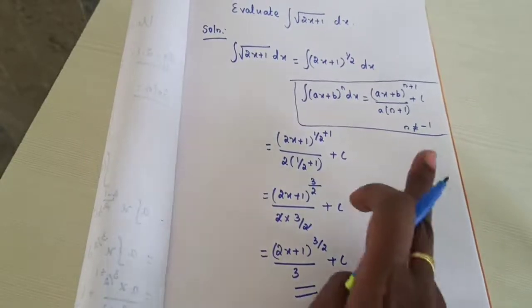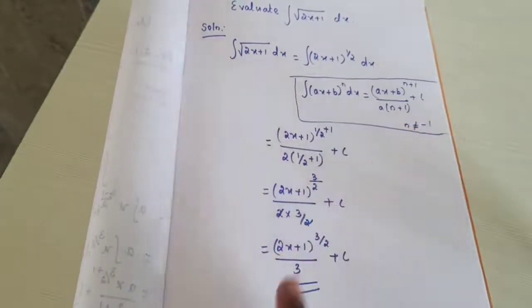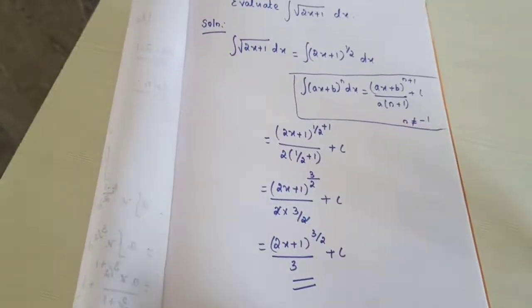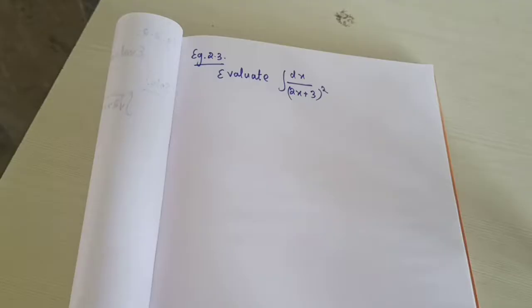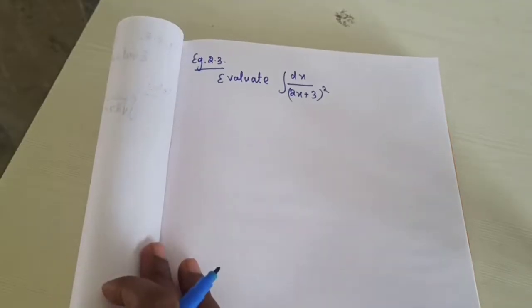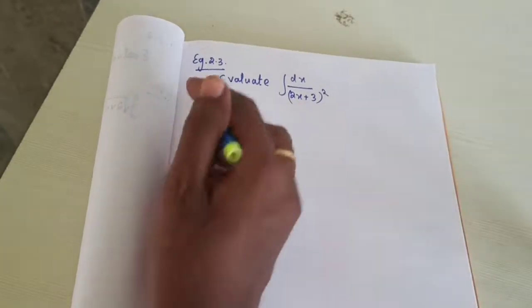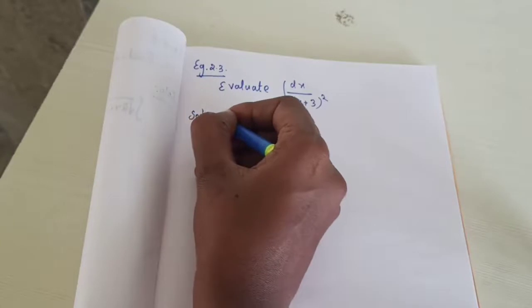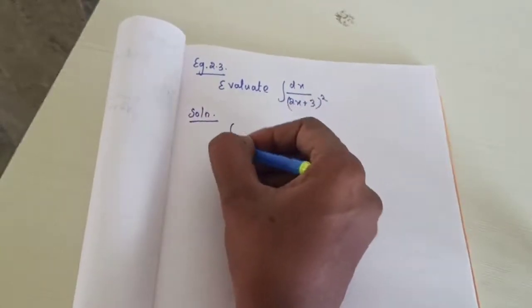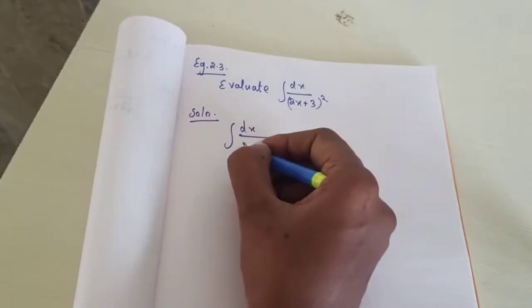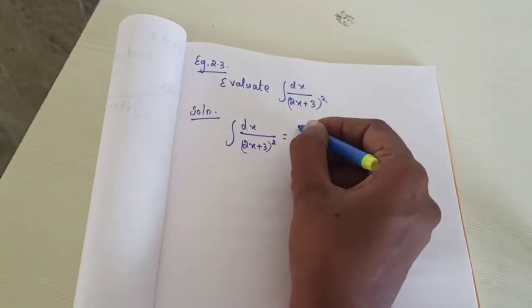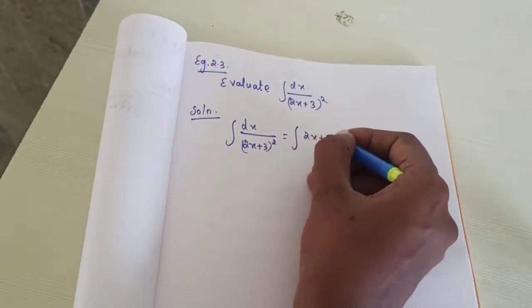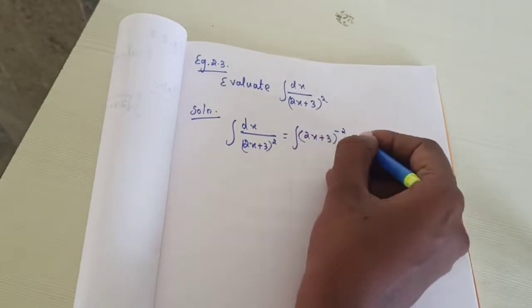Understand students? This one you go through, understand it, then we can do this very easily. Understand? So this is example 2.2. Let's move to the next question. Okay. Listen here. Evaluate integral of dx by 2x plus 3 the whole square. So this one we are going to bring to the numerator first. That is integral of dx by 2x plus 3 the whole square is equal to integral of 2x plus 3 the whole power minus 2 dx.